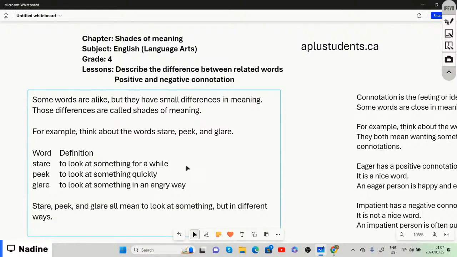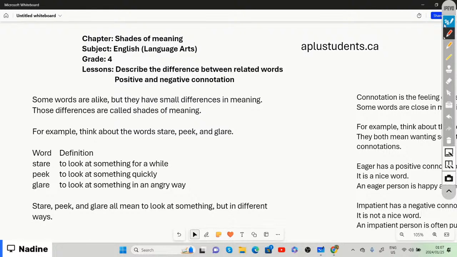you need to think about the words stare, peek, and glare. So if we look at the word stare, the definition thereof is to look at something for a while. It's almost like you are looking at a specific thing or specific person for a long time.